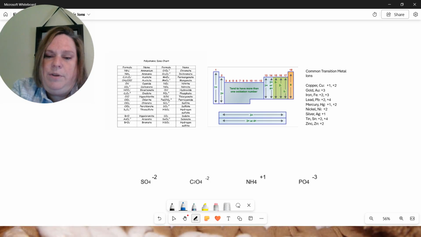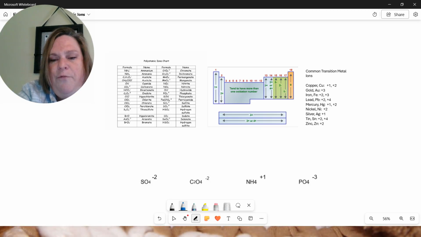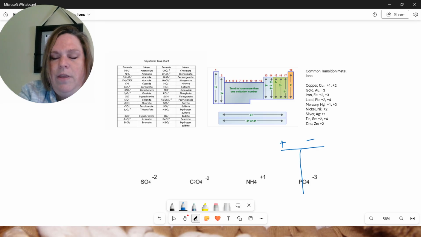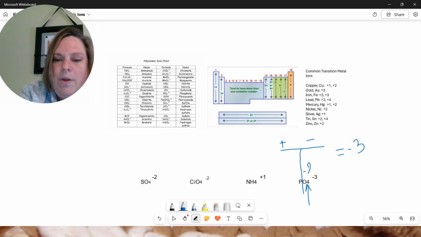Okay, our final example is phosphate. And we have phosphorus and oxygen. We're going to make that T-chart. Positive on this side, negative on this side, and it must balance out to equal -3. Look the one up on the right, and it's oxygen. Oxygen is a very common anion in compounds.